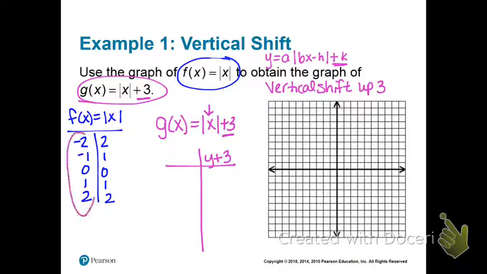So we're going to take all of these x values here, and we're just going to recopy them because we're not changing our x's. And we're going to take all of these y values, and we're literally just going to add 3 to each of them. And so we got 2 plus 3 is 5, 1 plus 3 is 4, 0 plus 3 is 3, 1 plus 3 is 4, and 2 plus 3 is 5. And then we can graph those points.